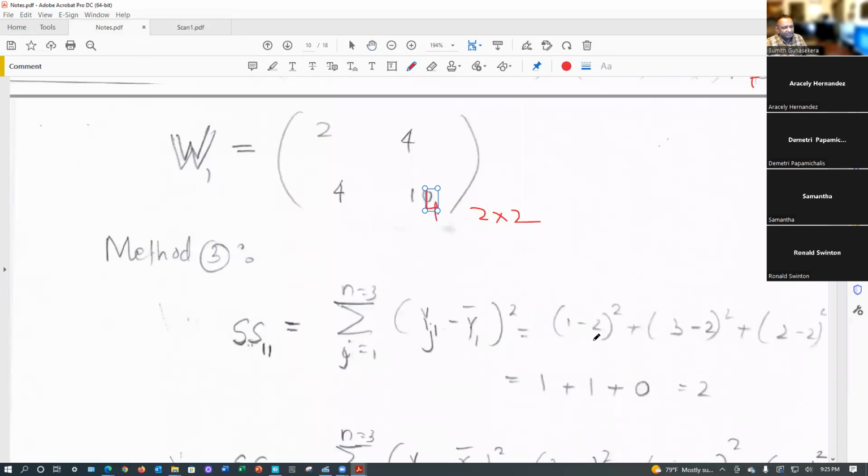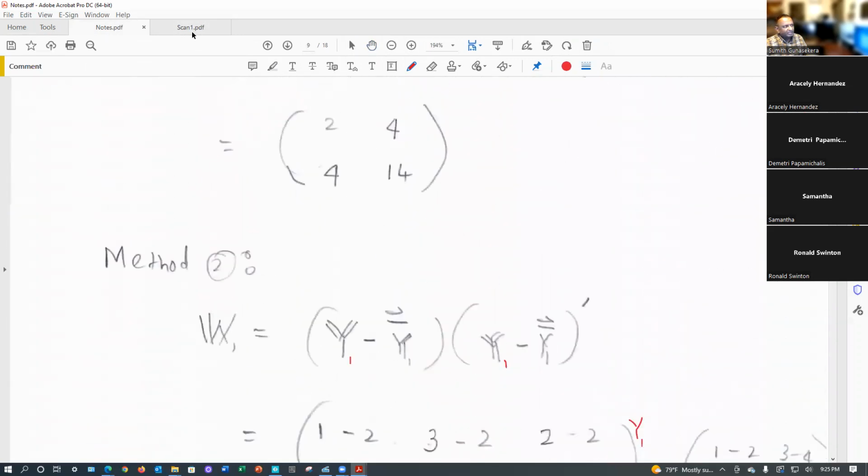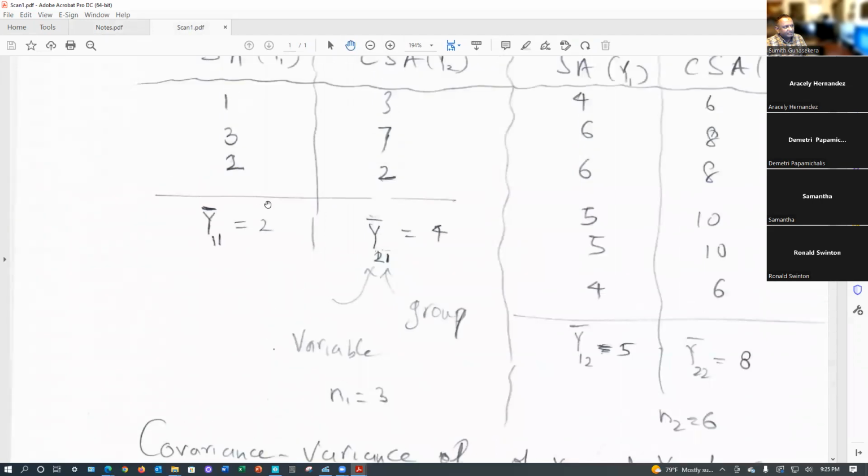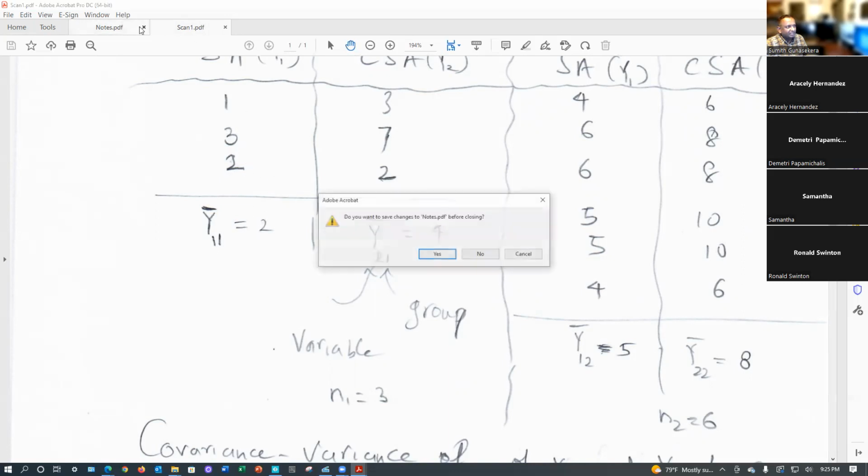That's why we're going to call that. So you're going to simply build up the part related to this guy, only the sum of squared part, not divided by the degrees of freedom. So you're going to mark this one: (1 minus 2) squared plus (3 minus 2) squared plus (2 minus 2) squared.